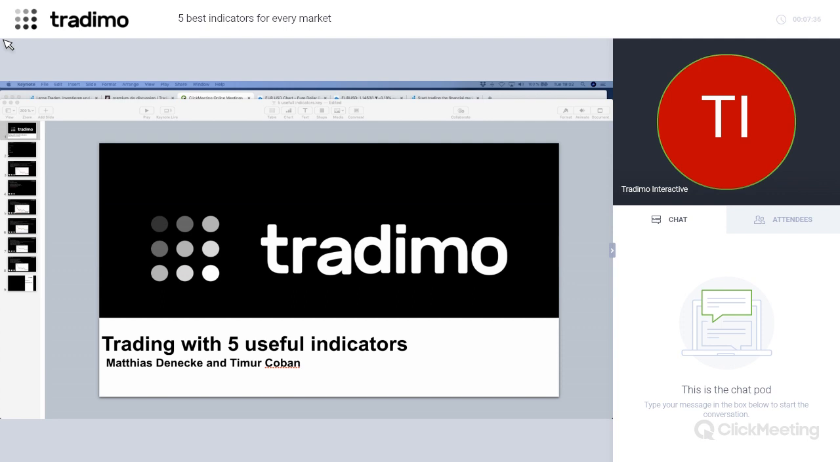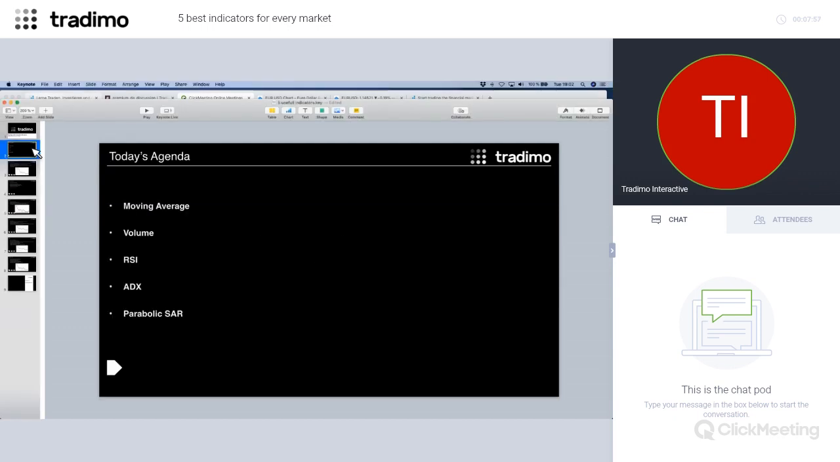But let's start with our topic tonight. The topic tonight is trading with five useful indicators. Maybe you know there's a world of plenty of millions of indicators, and our focus today should lie on only five. These five indicators, which I find very useful and helpful in trading, are the moving average, volume, the most underrated indicator in my eyes, then RSI, the ADX, and the parabolic SAR. Maybe you already know something about one of these indicators, maybe three, four, maybe all of them, but hopefully I can give you some tips on how to use them in practice and for trading, to get into a trade or go out of a trade. So these five indicators will be on today's agenda.